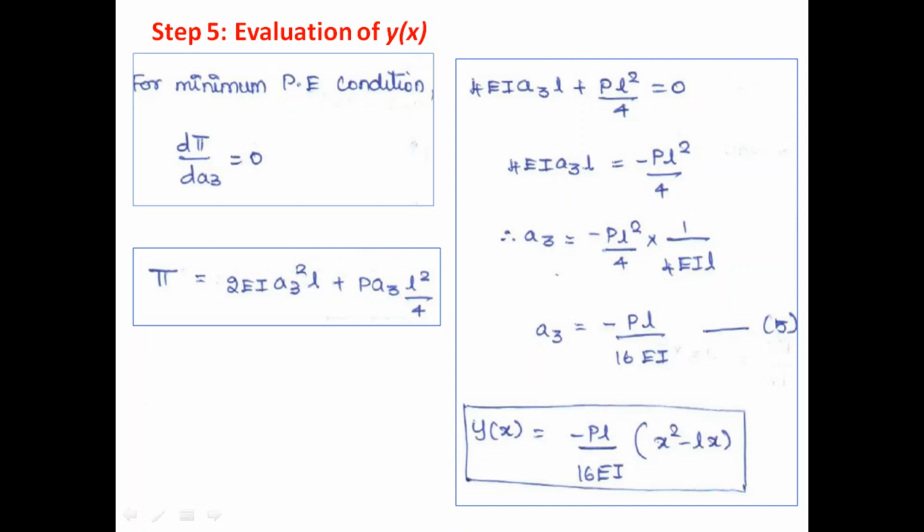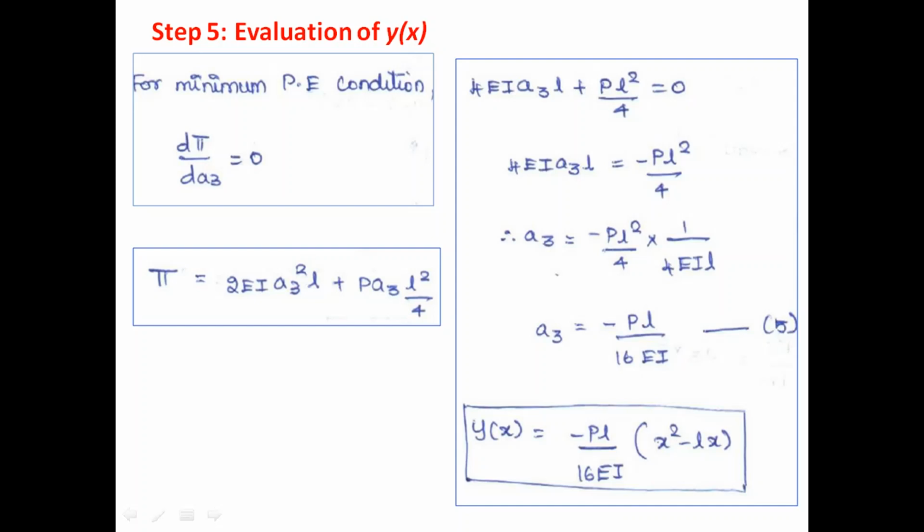Simplifying this, finally we get the expression for a3. So a3 is minus PL by 16EI. So a3 is expressed in terms of the constants P, L, E and I. After knowing this a3 value, we have to substitute it in the y star of x. So y is minus PL by 16EI times (x square minus Lx). This is the solution for this simply supported beam. By substituting different values of x, we are able to find the deflection of the beam at different points. So this is the solution.